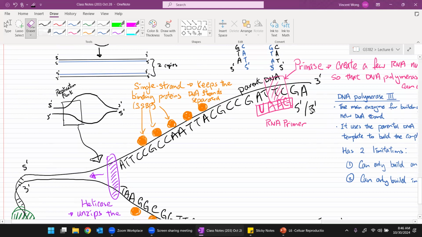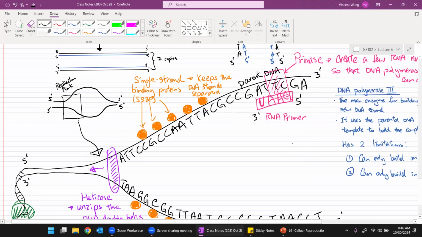Okay. It's 5', right, guys? Okay. Because it's anti-parallel. If you see the black being 3 here, this has to be 5. Okay? And then that means this little bit over here, that will be 3'. Okay?